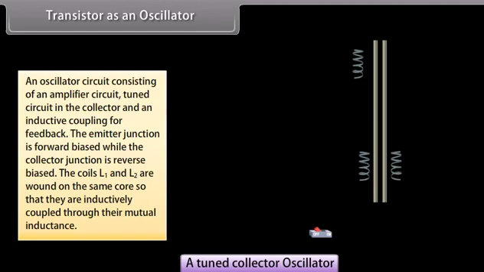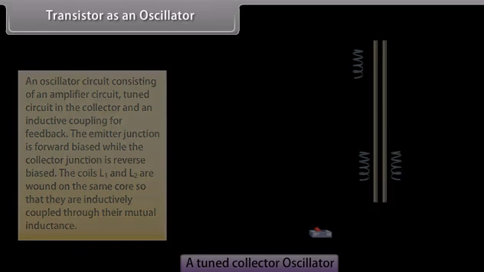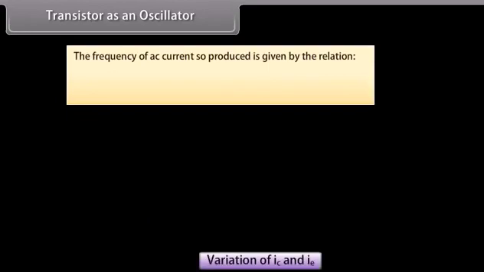On pressing the key, collector current suddenly starts flowing through L1. Consequently, a voltage is induced in coil L, which charges the capacitor C with such a polarity as to support the forward bias of the base-emitter circuit. On reaching saturation, collector current stops varying, hence the induced EMF in coil L vanishes. The frequency of the AC current so produced is given by the relation f = 1/(2π) × 1/√(LC).